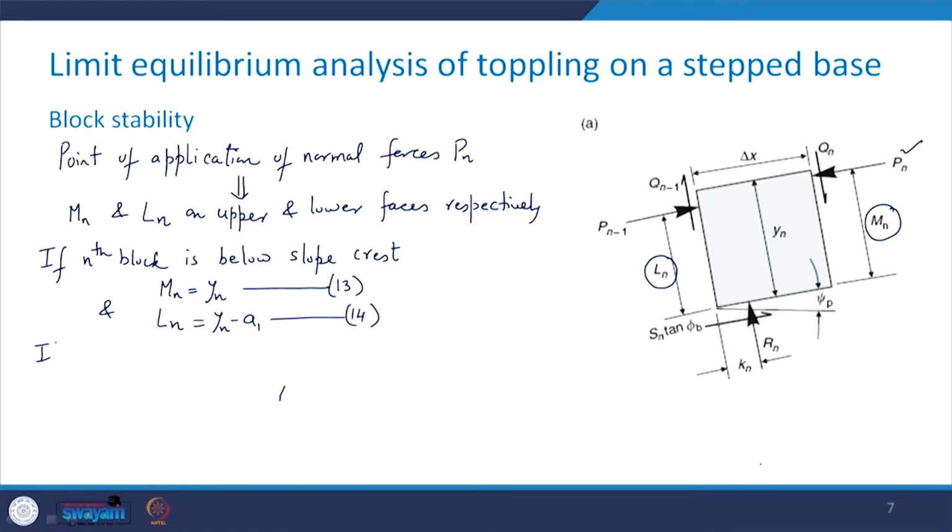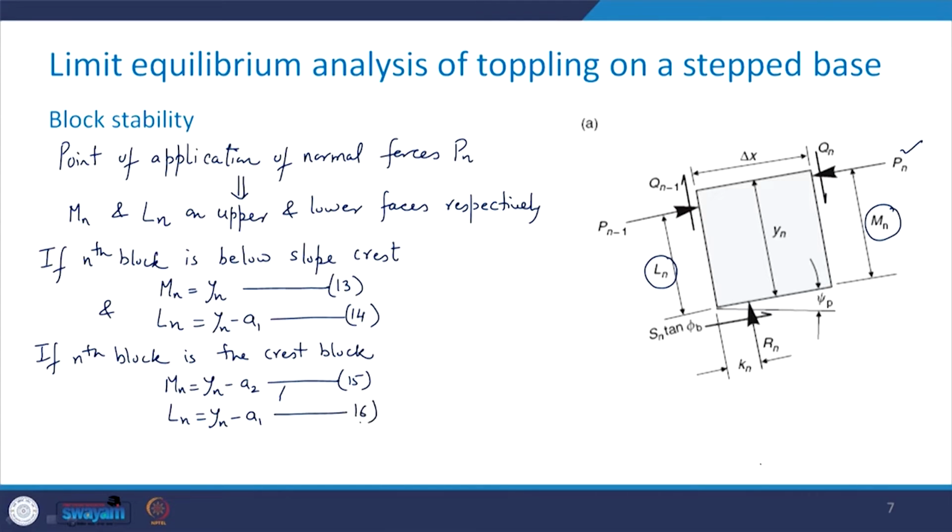Now, if this nth block is the crest block itself, then in that case Mn is going to be Yn minus A2. This will be equation number 15, and Ln will be Yn minus A1. This is equation number 16.